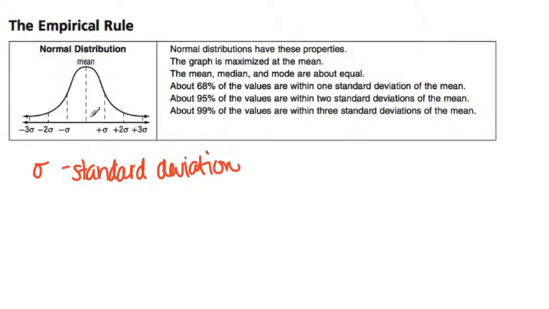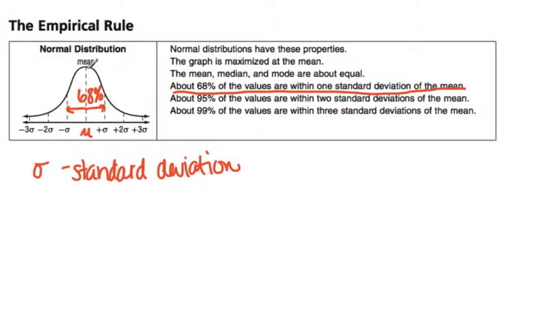So if it's normally distributed, then you have the mean in the middle. The mean is here, which is called mu, and then plus one standard deviation would be here to here. What the empirical rule says is about 68% of the values are within one standard deviation of the mean. So either way, there's 68% from here to here.